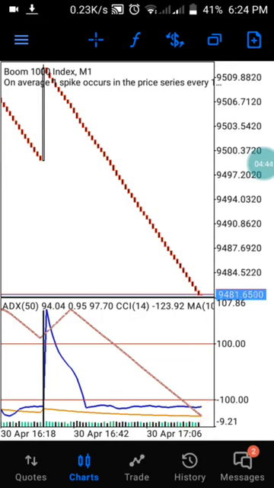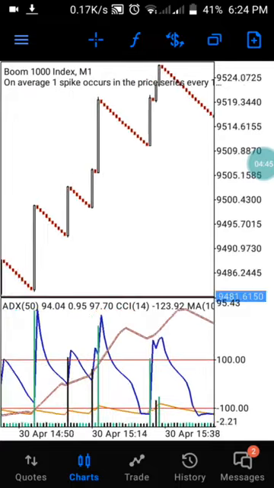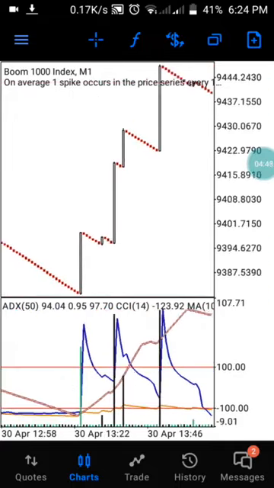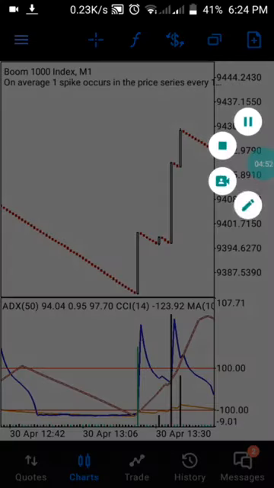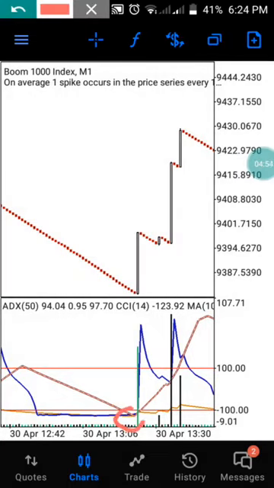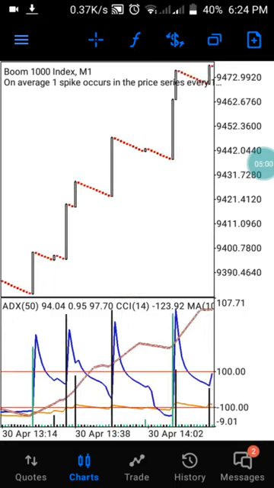So guys, let me show you some samples, so that you can also see how this strategy really works. You see, when the three of them meet together below the negative ordering, what happens? Spikes keep on happening in the market, and you see that it keeps on happening in the market.